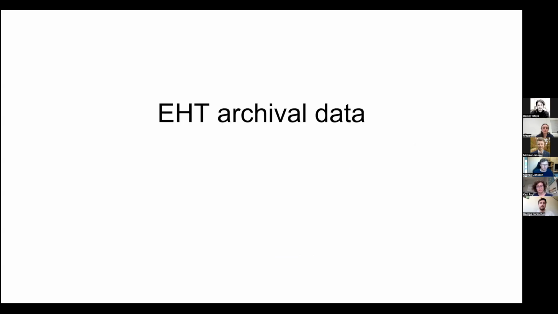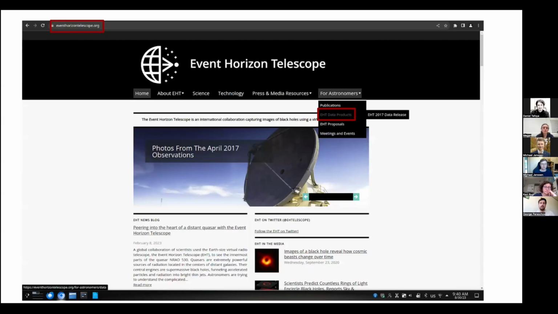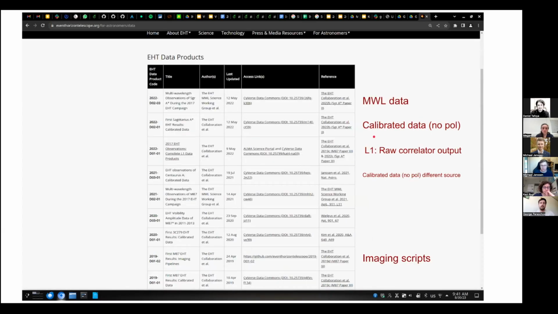Now I'll talk about how you can get EHT data that is in our archive. So usually after 2 years after we finish the correlation, EHT data from an observing year becomes public and anyone can access that. You will find it again on this Event Horizon Telescope website. Then you go to For Astronomers, and then you go to EHT Data Products here. And then you find a list of all the different releases that we do in the EHT.